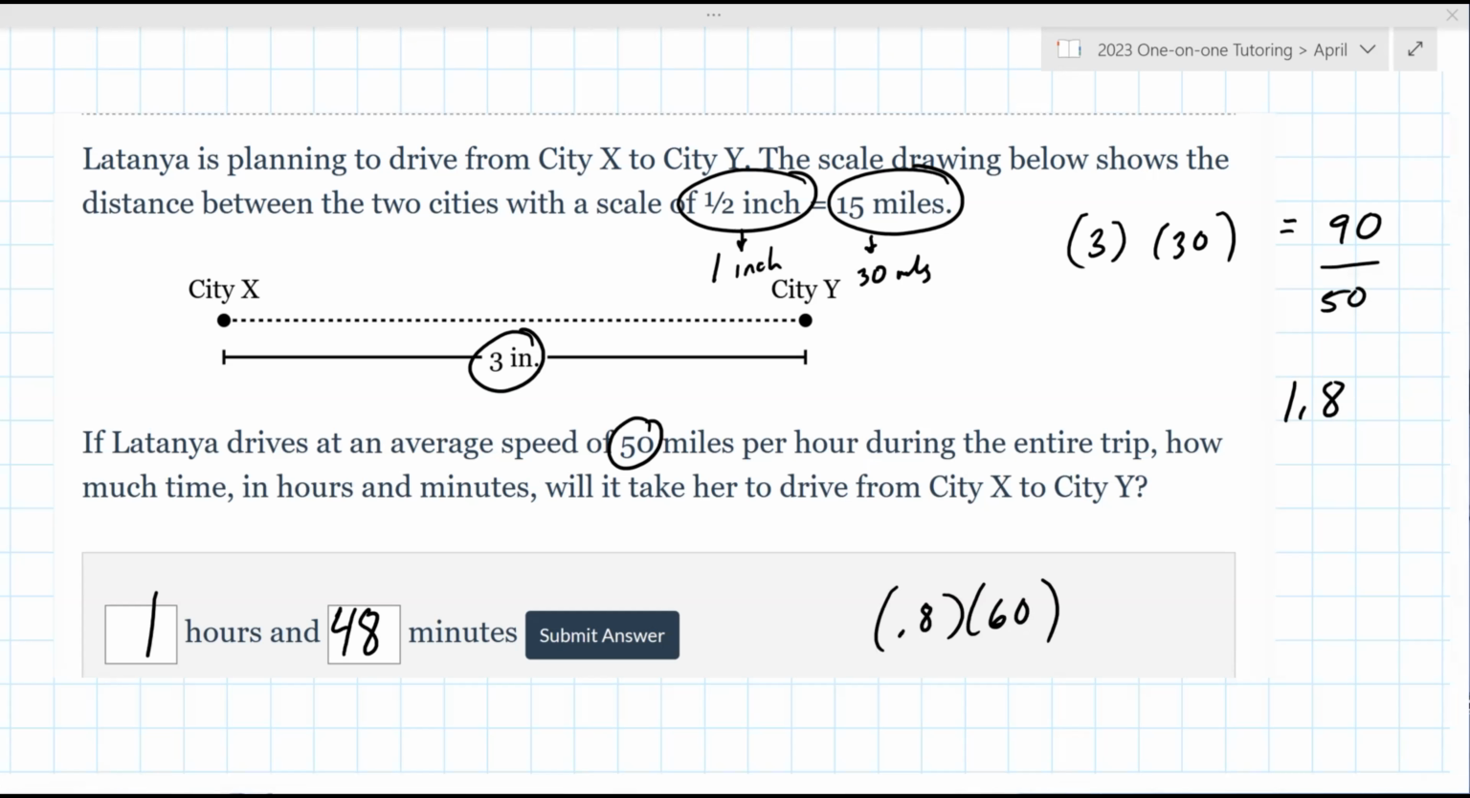So believe it or not, before phones and GPS things in the car, people would actually look at maps and do this type of thing to figure out how long it's going to take to get places. We don't do that now. We'd never think to do that now.